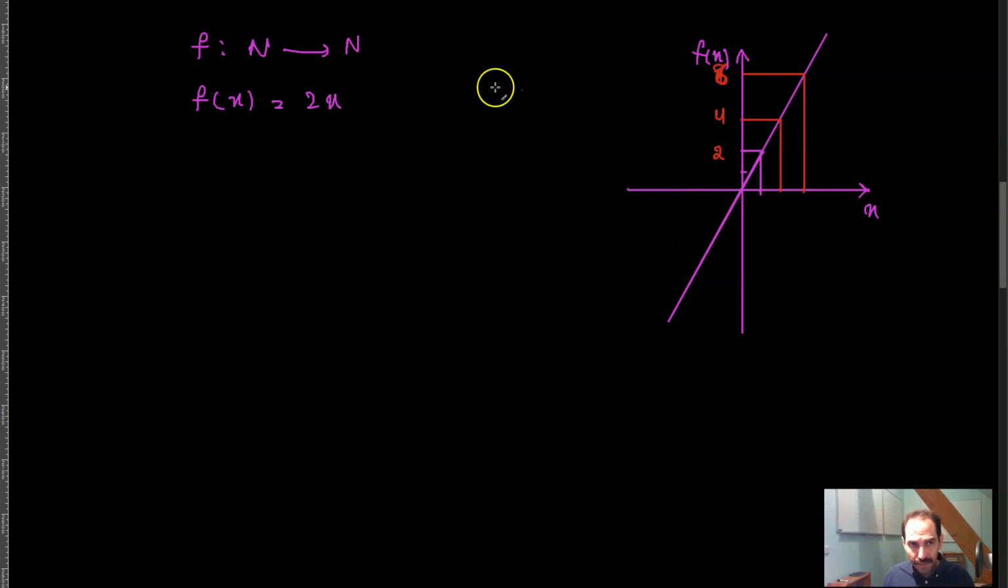So the problem here is that this function, of course, is 1-1. We have no problem with that. All of the distinct elements of the domain have a distinct image in the codomain of the function. But the codomain of the function is the set of natural numbers, and the set of natural numbers is not just 2, 4, 8, and so on. 1 is also there, 3 is also there, 5 is also there, and so on. So 1, 3, 5, 7, and so on are the elements in the set of natural numbers that are not the images of some element in the domain of the function.